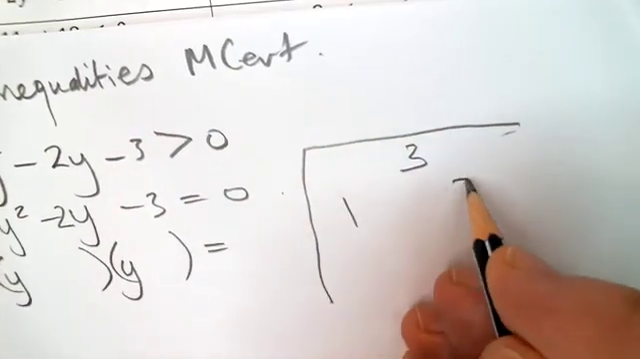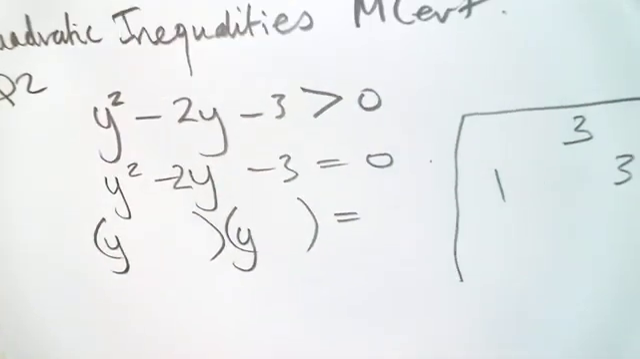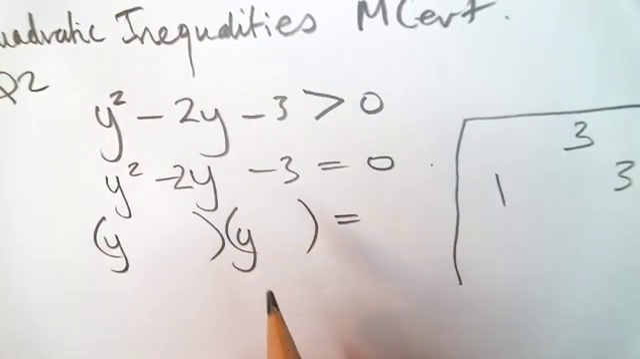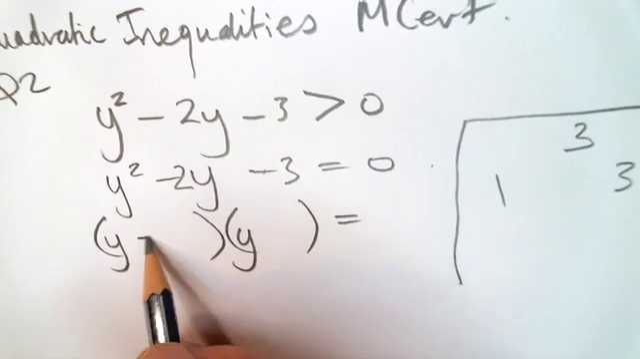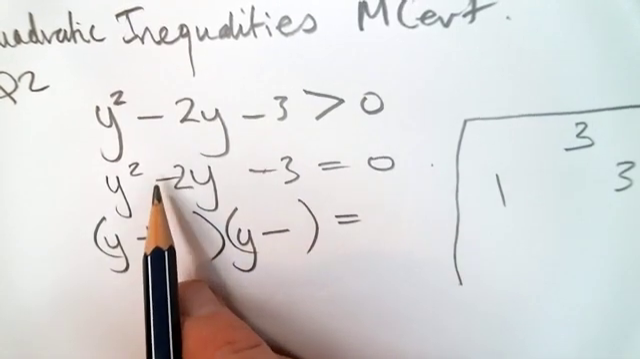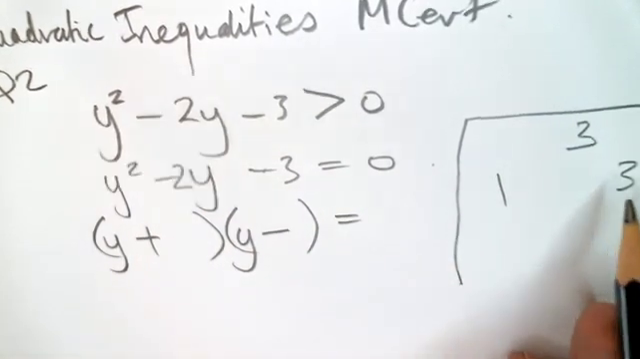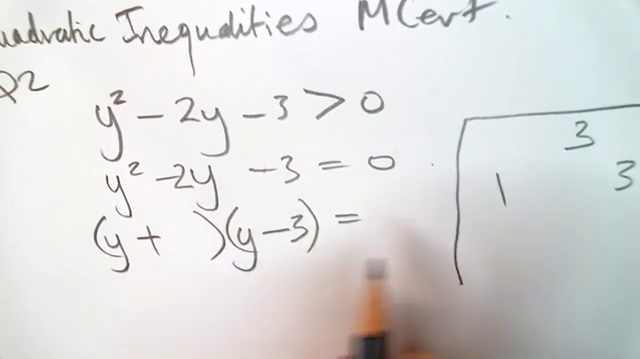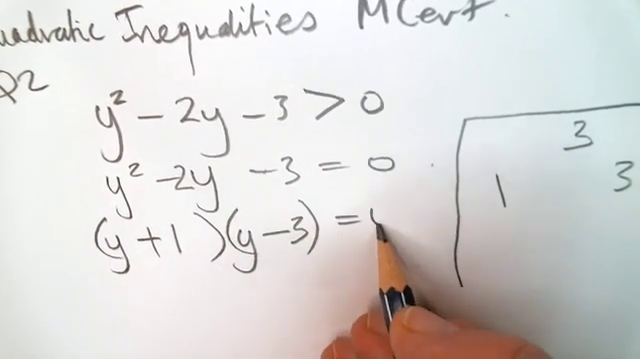I've got 1 and 3. Oh, it's prime. That's only two things. So let's see what we've got. So signs are going to be different. The biggest of the two numbers is going to be negative. Which is the biggest of the two? It's the 3. 3 goes in there. 1 goes in here. Equals 0.